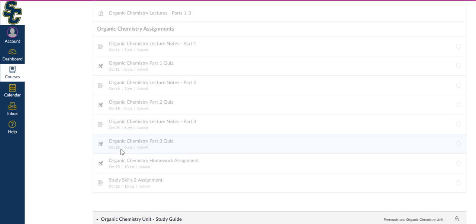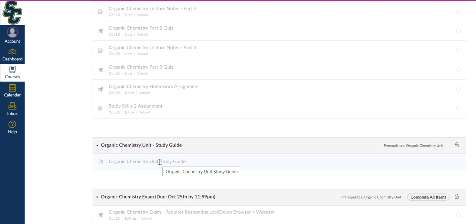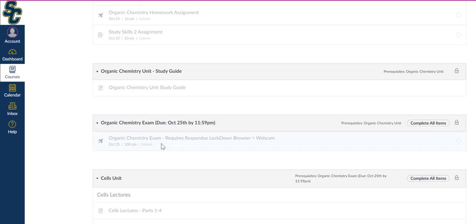But then again, this entire unit's material is covered in the homework assignment, which you can start at the very beginning of October 11th here. That must be completed by the end of the unit, and the Study Skills 2 assignment must be completed by the end of the unit. That will then unlock your study guide and your exam.